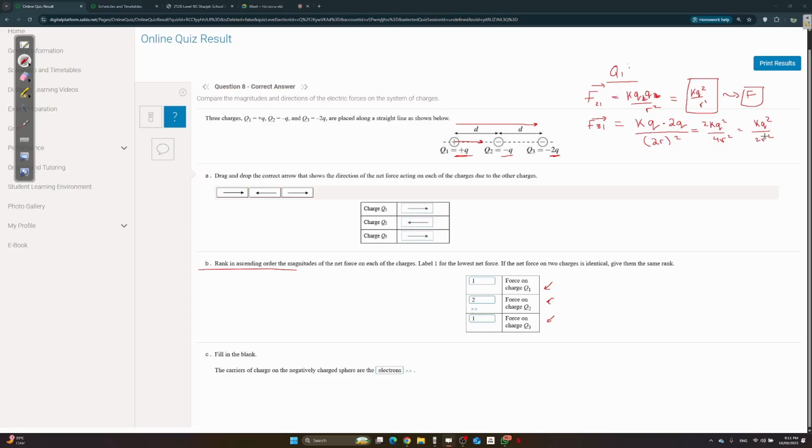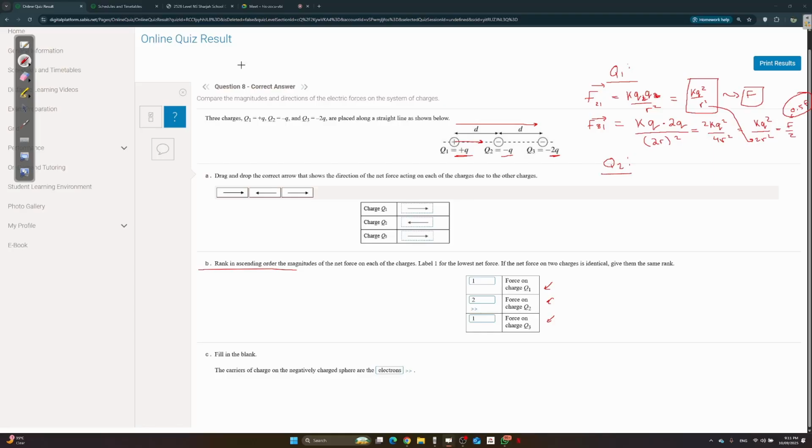Kq squared over 2r squared is f over 2. In other words, 0.5 f. Why? This is the same thing, but you're dividing by 2. Why am I doing this step? Do you need to know it? No. You can just keep it in terms of these, but this is going to make my work easier if I have f and 0.5 f. So we're done with q1.